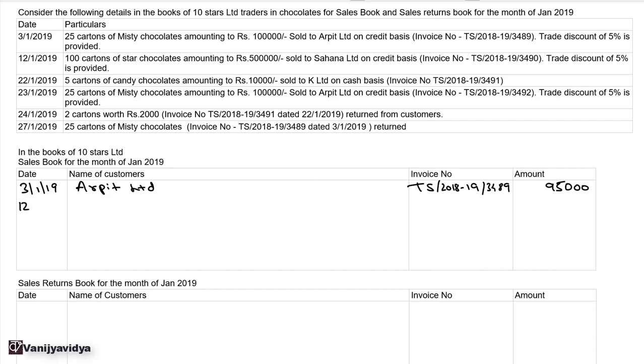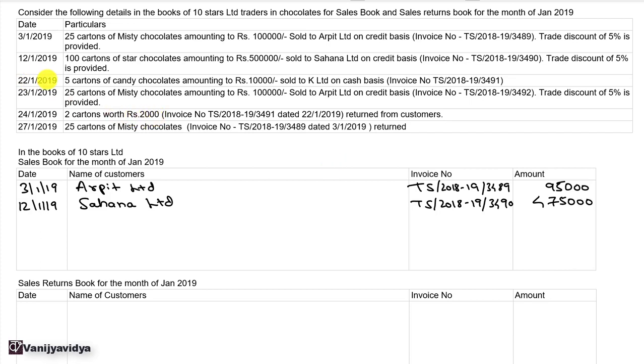So, on 12 Jan 2019, Sahana Limited, invoice number is TS 2018-19 3490. Amount is 5 lakhs, the total amount, less trade discount. So 5 lakhs minus 5% of 5 lakh, that comes to 4,75,000.